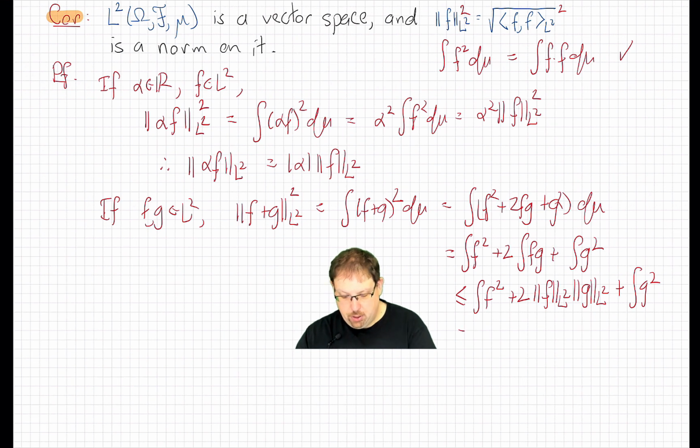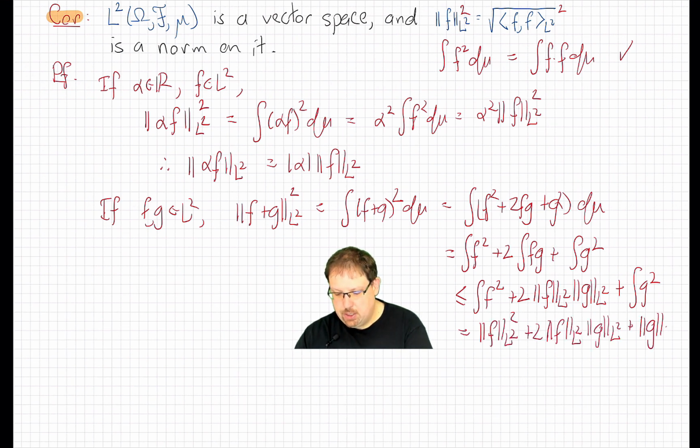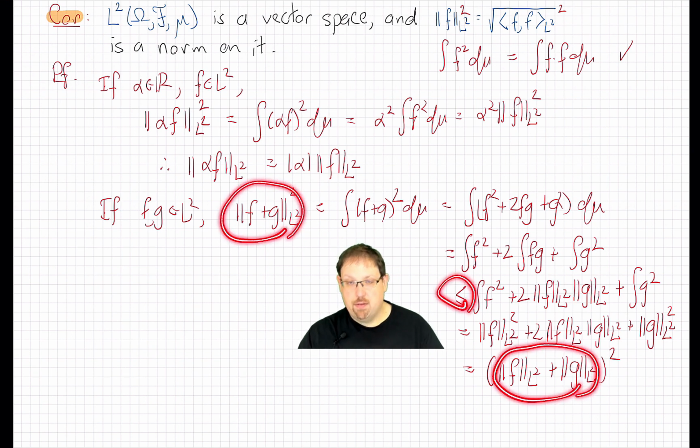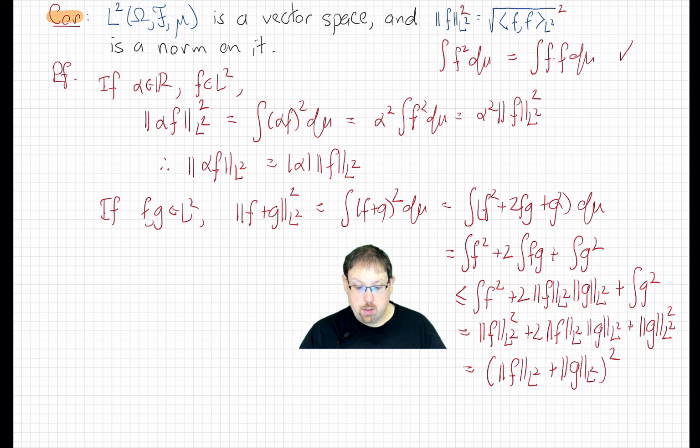But those outer terms are the L2 norm of f squared and the L2 norm of g squared. And so that is the quantity (the L2 norm of f plus the L2 norm of g) squared. Taking square roots, that shows that the L2 norm of f plus g is less than or equal to the L2 norm of f plus the L2 norm of g, which both verifies that f plus g is in L2 and that the L2 norm satisfies the subadditive property of norms.